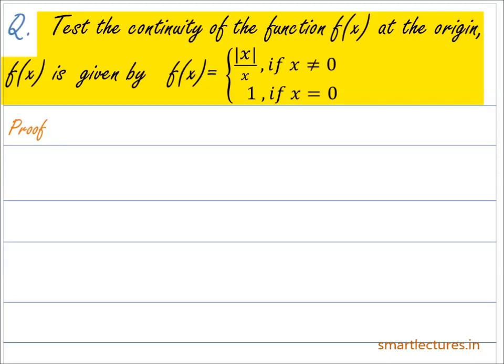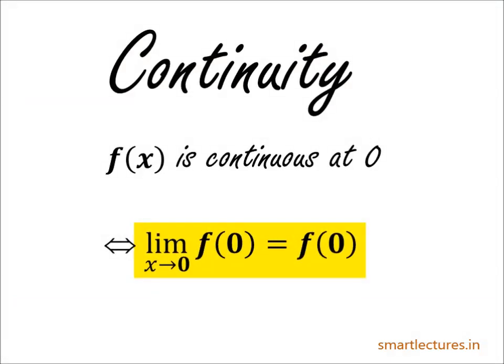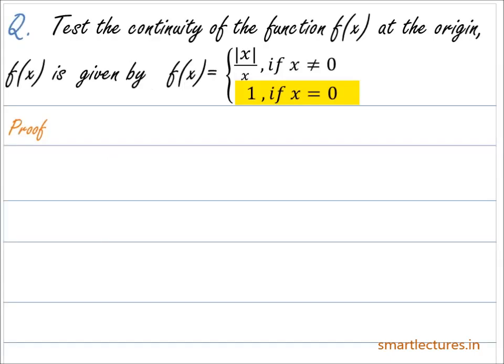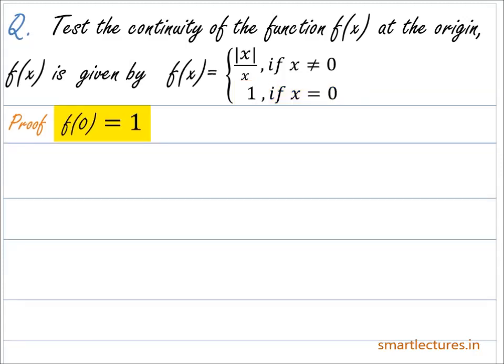Now this function f of x will be continuous at origin or at the point 0 if and only if the value of this function at 0 is equal to the limit of the function at the point 0, and the value of the function at the point 0 or f of 0 is equal to 1. And now let's find the limit of this function at the point 0.